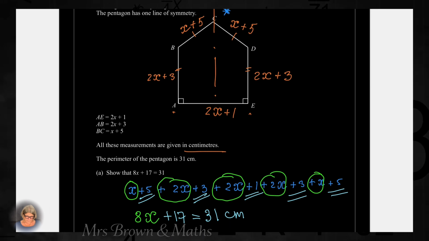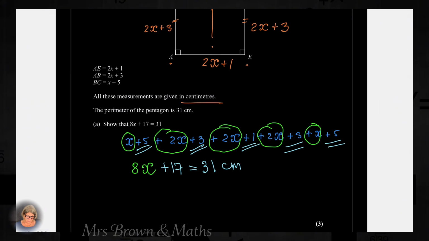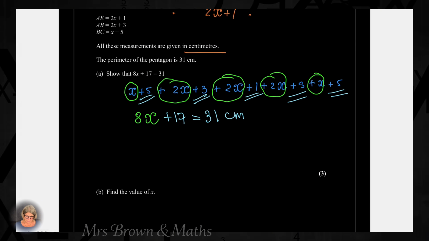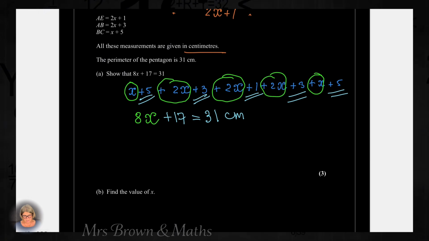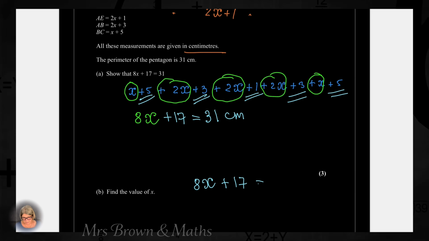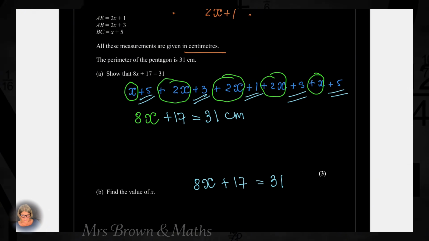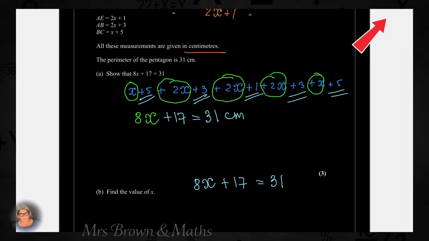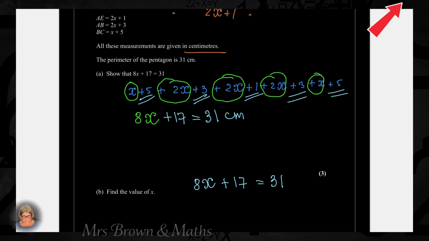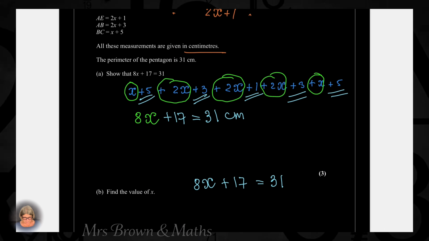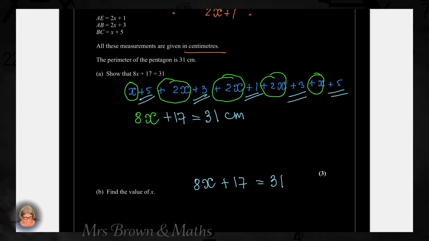Yeah, done. Now we're told find the value of x. So actually we have to solve the equation. So 8x plus 17 equals 31. Right. There will be the link how to solve equations if you need some support.